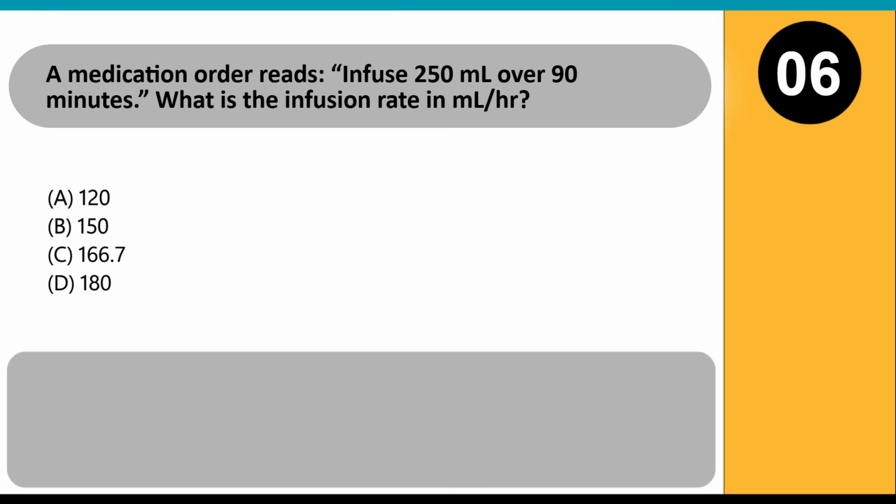A medication order reads, infuse 250 milliliters over 90 minutes. What is the infusion rate in ml/hr? A. 120. B. 150. C. 166.7. D. 180. Answer, C. 250 milliliters divided by 1.5 hours equals 166.7 milliliters per hour.